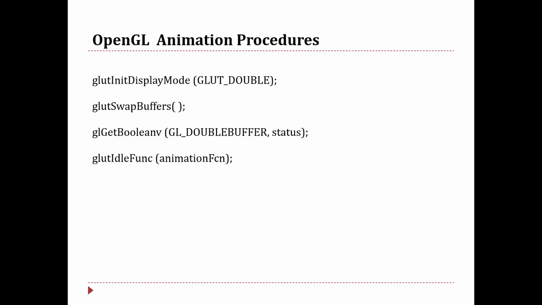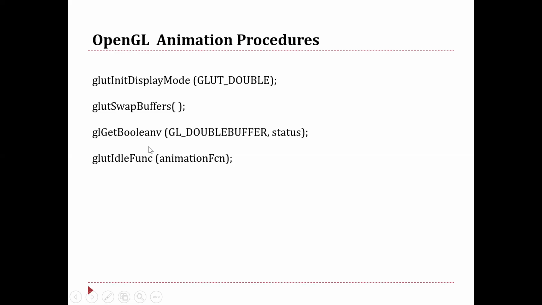We specify when the roles of the two buffers are to be interchanged. We said that we are making use of two buffers. Now we need to say when they need to interchange. In order to do so, we use the function glutSwapBuffers. This enables the swapping between the two buffers, that is, your front buffer and the back buffer.